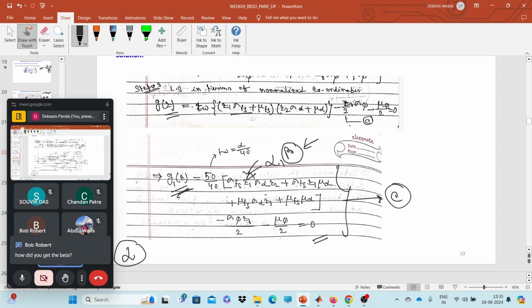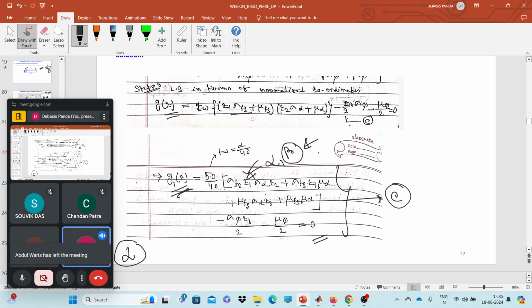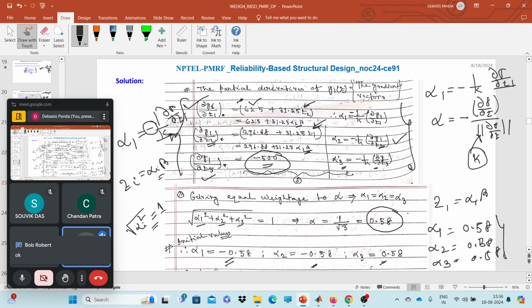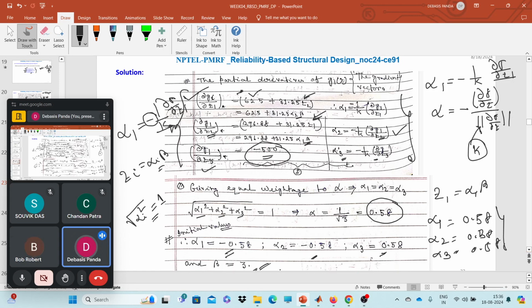That beta, we first need to assume, where you need to start the iteration. So we consider 3 as the initial beta, the initial guess of beta. We start from 3. Why do we take 3? If you calculate the probability of failure corresponding to beta 3, most engineering structures fall within that range. That means we need to do fewer iterations to solve the problem.